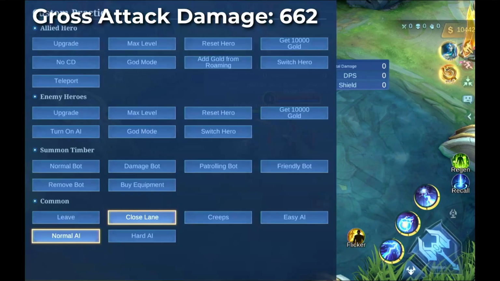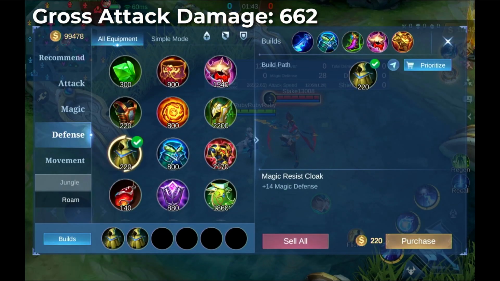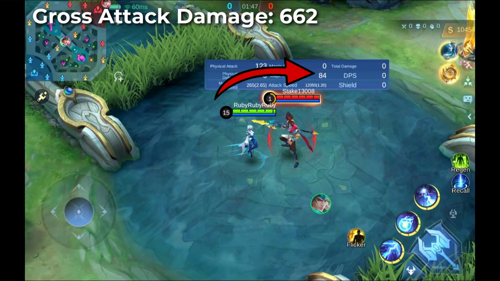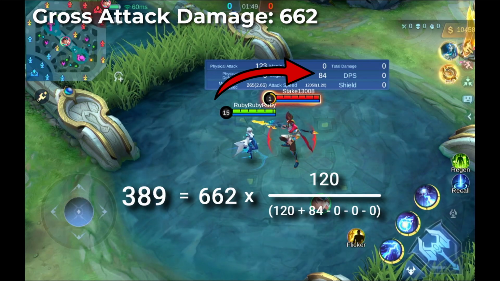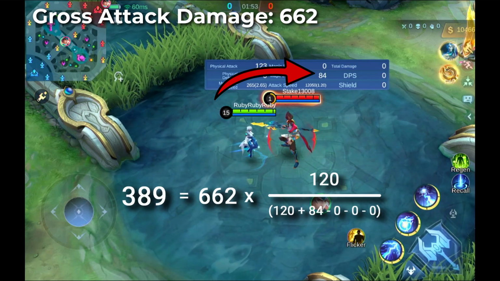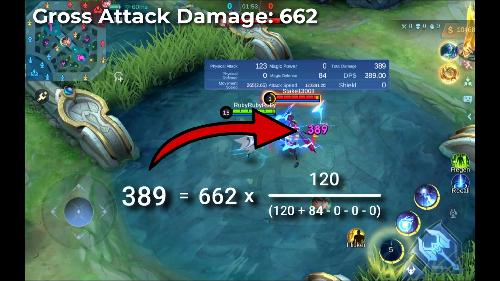So let's add some magic defense onto this damage board. And now we have 84 magic defense on him. So according to the defense multiplier, we will theoretically deal 389 damage on this damage board. As we can see, reality reflects the theory. So we are on the right path here.